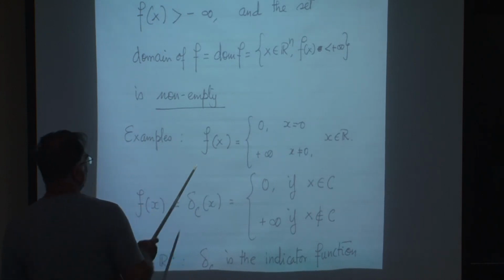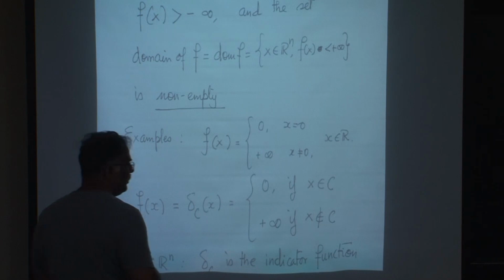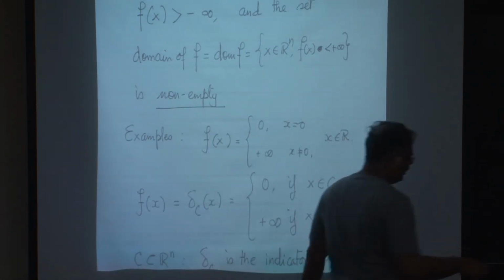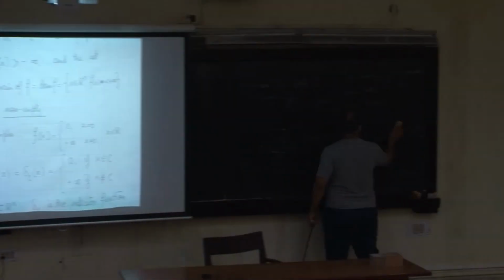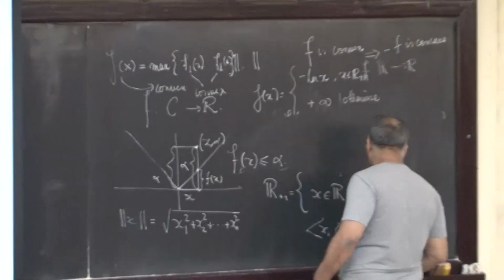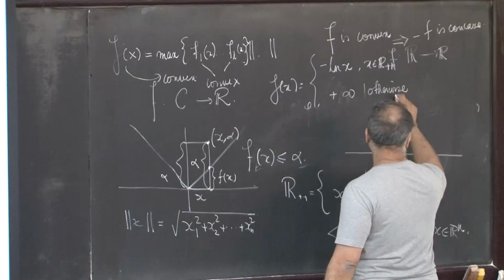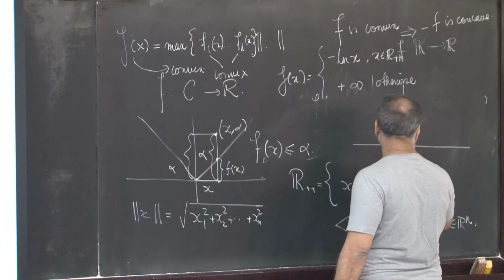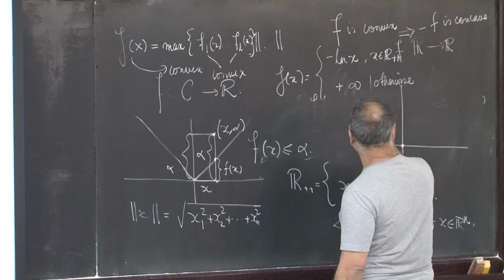So here I have taken a function f(x) equal to 0 if x is equal to 0, and plus infinity when x is not equal to 0. Let us draw this and then see what we mean by this. So I am telling it is 0 at 0 and it is plus infinity otherwise.